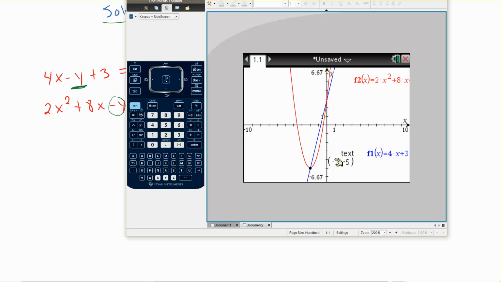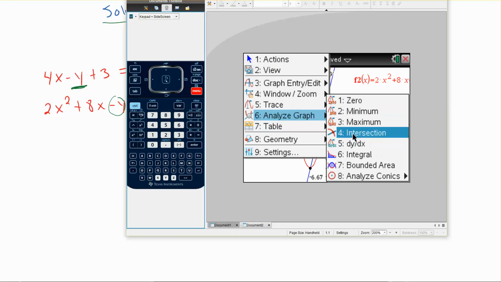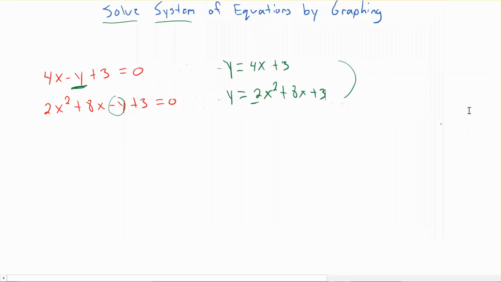They intersect at the point (-2, -5), so they both have that in common. So one of our solutions for x is -2. For the other one, we go Menu, Analyze Graph, Intersection again, and I just do it again up here. I go to the left of where they intersect, then to the right, and it says they intersect at (0, 3). So my two solutions for this would be x is equal to 0 and x is equal to -2.